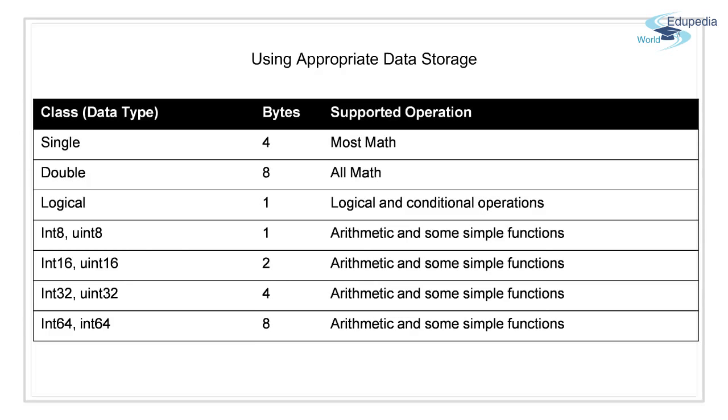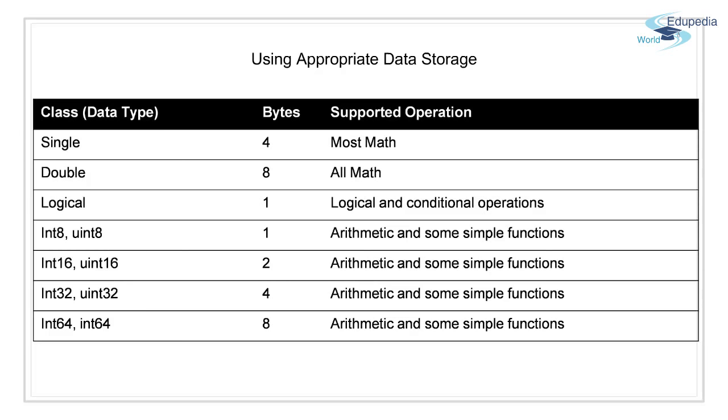In the list shown here, I have mentioned numeric classes, its memory requirement in bytes, and the operations that are supported. So we have a single data type that has 4 bytes that does almost most of the math. Then we have double data type that is 8 bytes that does all of the math. Then we have logical that only takes 1 byte, so it is used for logical and conditional operations.